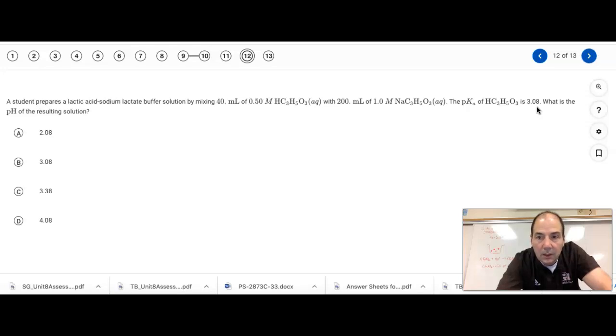And so the question is, how much is it going up? All right, well, let's see. We have 40 times 0.5, which is about 20 millimoles here, and 200 millimoles. So we have 10 times more base. That means that we're going to bring the pH up by a full unit. So it would be 4.8, D, final answer.